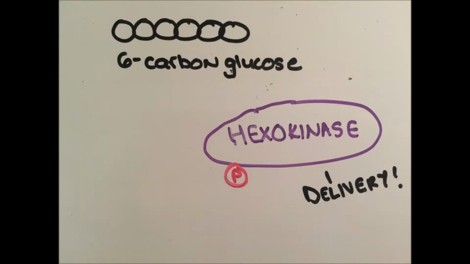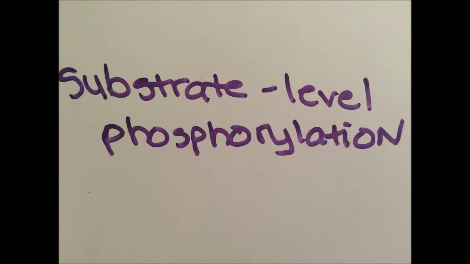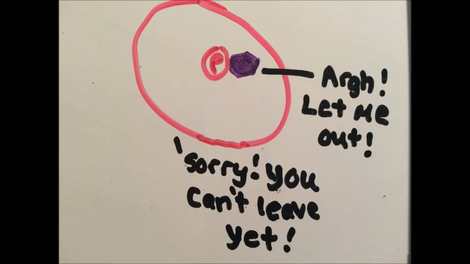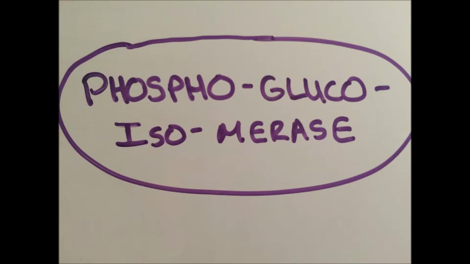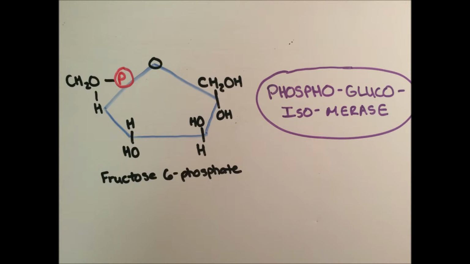The hexokinase enzyme delivers the phosphate to the glucose molecule, and the phosphate attaches itself to the end of the molecule, making it a glucose 6-phosphate. This process is called substrate-level phosphorylation. This is important because it will keep the glucose from leaving the cell, since attached phosphates cannot permeate the cell membrane. The enzyme phosphoglucoisomerase forces the glucose 6-phosphate molecule to rearrange itself to form fructose 6-phosphate.